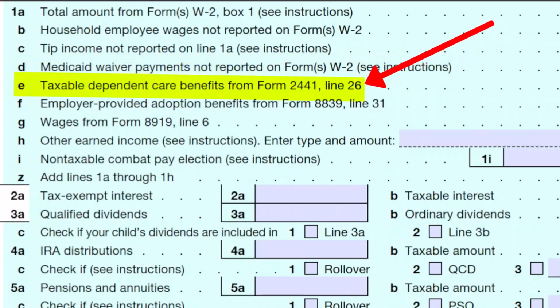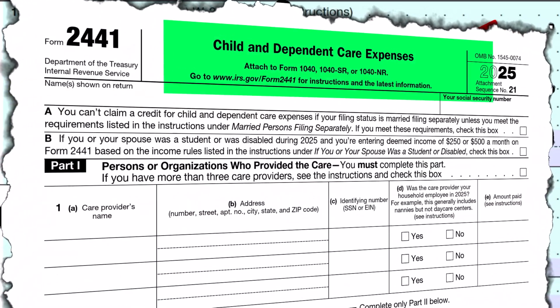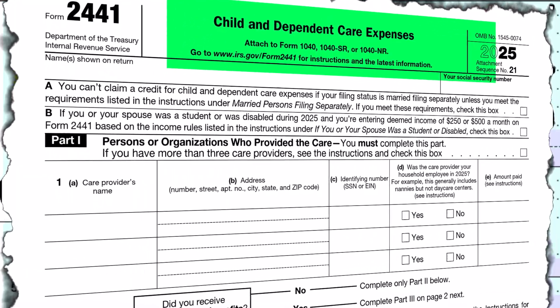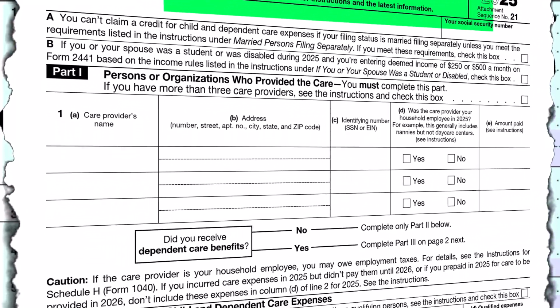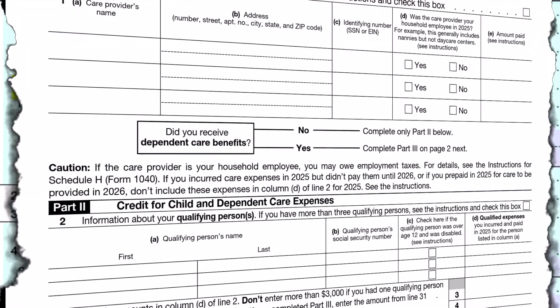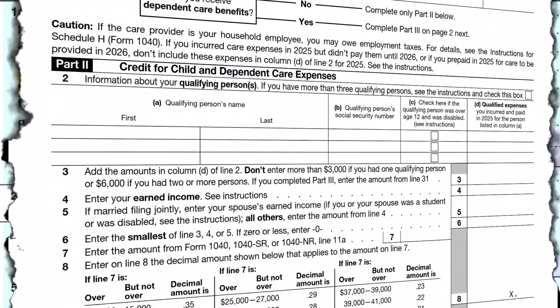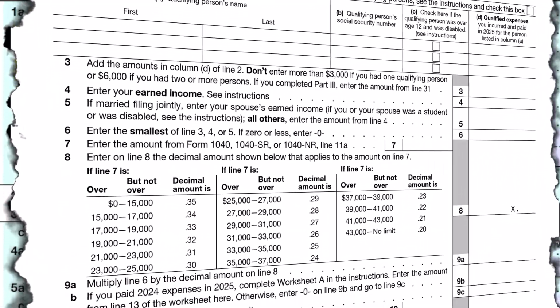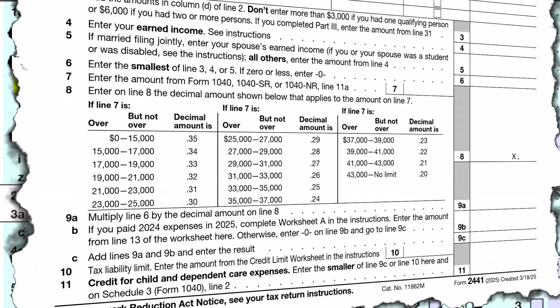Consider line 1E as the checkpoint for employer-provided childcare perks that exceed tax-free limits. Most people can receive up to $5,000 in dependent care benefits from their employer without paying taxes on them. However, any amount over that limit becomes taxable and must be reported here.